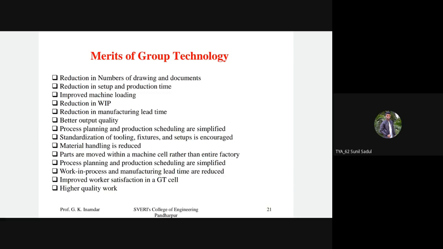Tooling, fixtures, and setup. What is tooling? Tooling means the different types of manufacturing tools. Measurement tools are there also, for analysis. Fixtures are there. Jigs and fixtures are the way to hold your product while manufacturing.